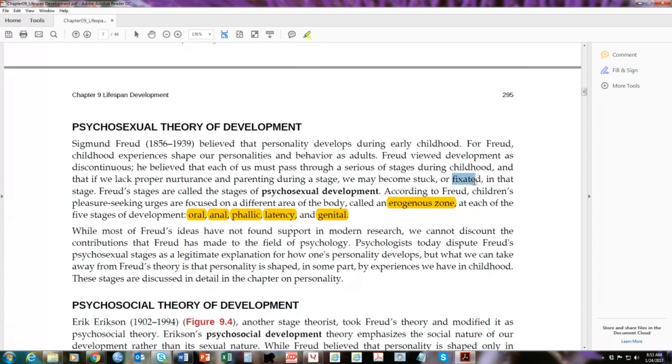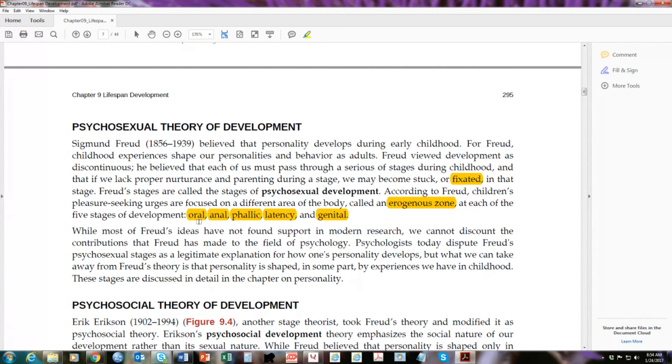Now, another term here that you'll see that we'll talk about a little more later as well is the idea of fixation. If you are fixated at the oral stage, then you are focused on stimulation of the mouth, and this could be in a number of ways. It might be through food, either eating too much or not enough. It could be through smoking. Freud himself had an oral fixation. He smoked at one point about 20 cigars a day.